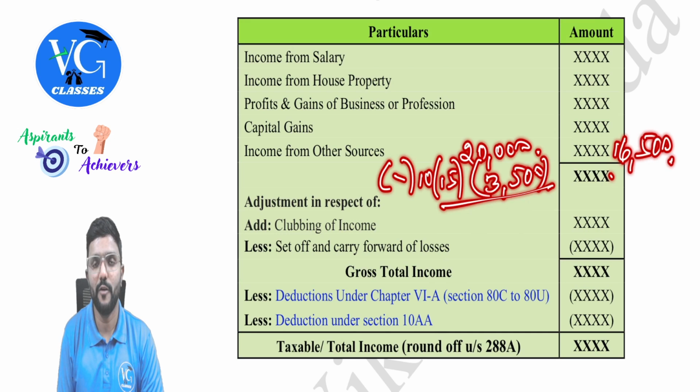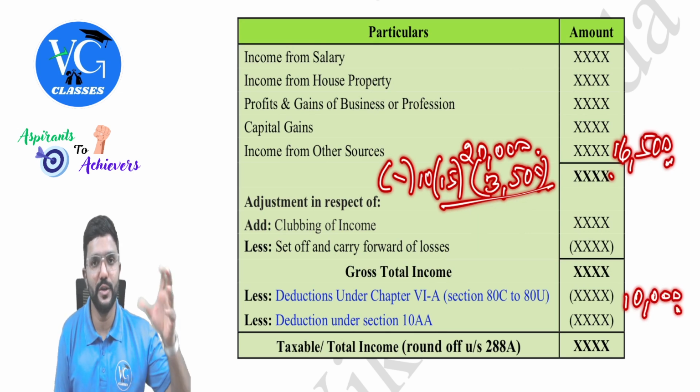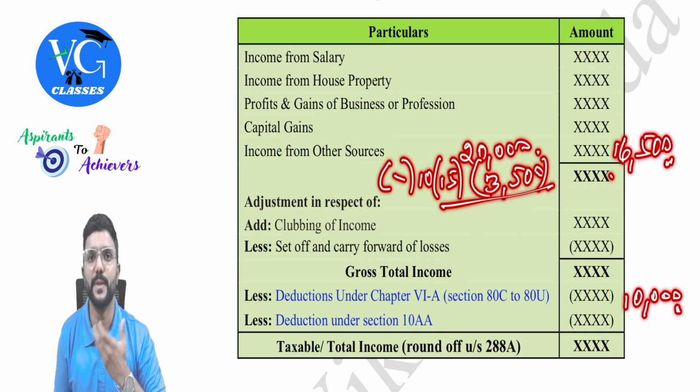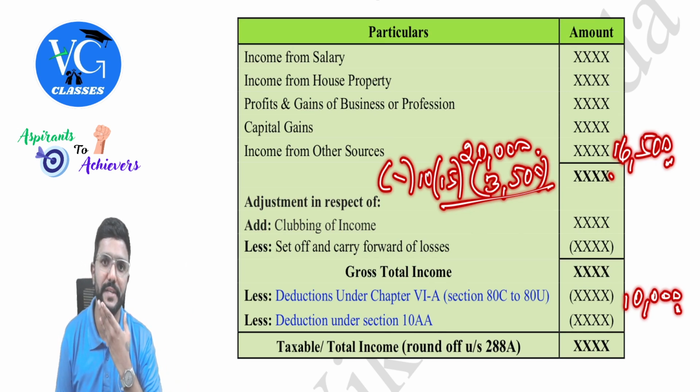Yes, sir. Now, against this 16,500, can I claim a deduction under section 80TTA? Yes, assuming I'm not a senior citizen. How much, sir? 10,000. Actual interest of 16,500 or 10,000, whichever is lower.